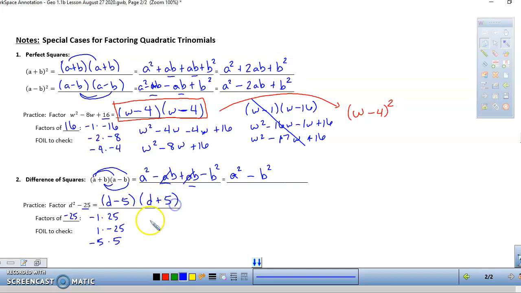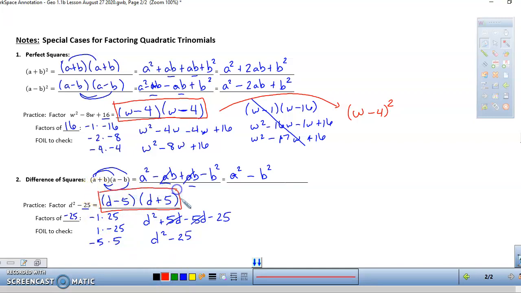So I'm going to try it. I'm going to FOIL it out though. So d squared plus 5d minus 5d, and then minus 25. Okay, these are like terms. They are going to cancel out, and I end up with d squared minus 25. That matches my original, so therefore I know this is the correct factorization.